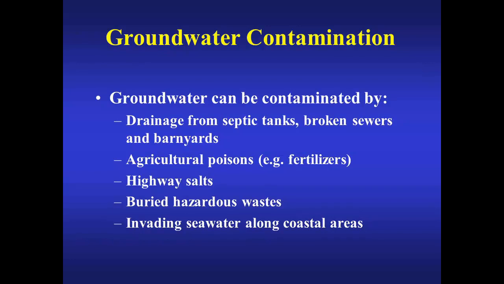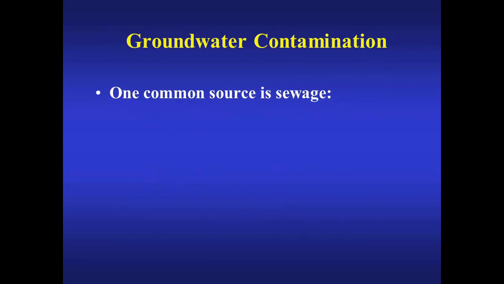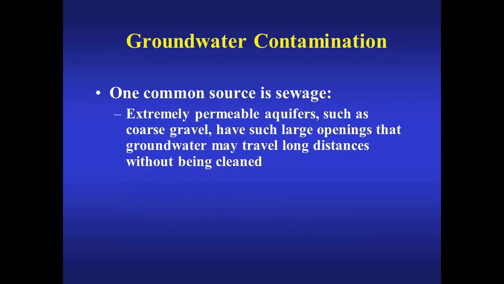Groundwater can be contaminated by such things as drainage from septic tanks, broken sewers and barnyards, agricultural poisons like fertilizers, pesticides, highway salts, buried hazardous wastes, and along coastal areas, invading seawater can also be a significant problem. Now, one common source of contamination is sewage.